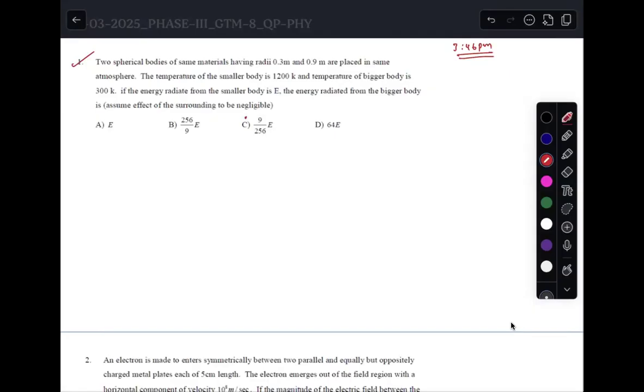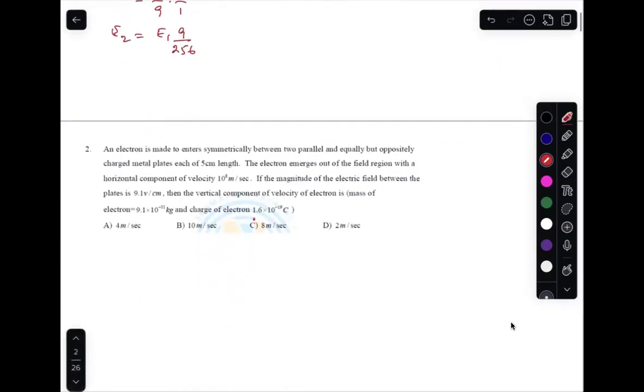So therefore, it depends on the radius. So E1 by E2 is R1 square by R2 square times T1 power 4 by T2 power 4. Radius ratio is 1:3, so this is 1 by 9. And the temperature ratio is 1200 to 300, that is 4 power 4 by 1. So clearly E2 is E1 times 9 by 256. So C is the correct option. We will work on the next one later.